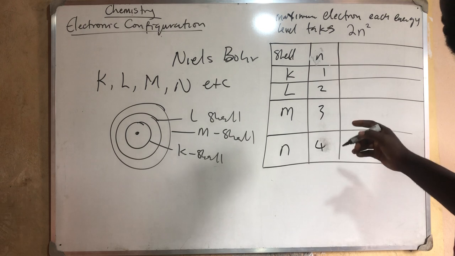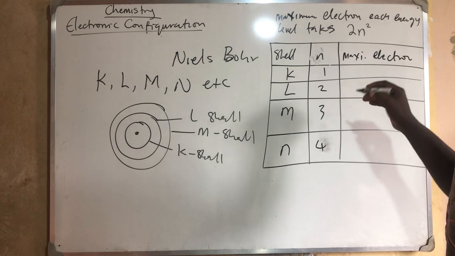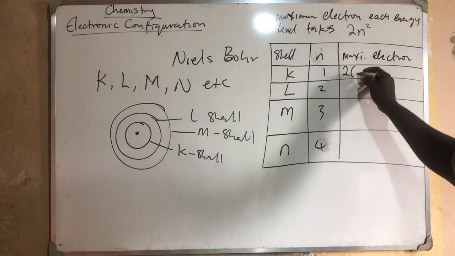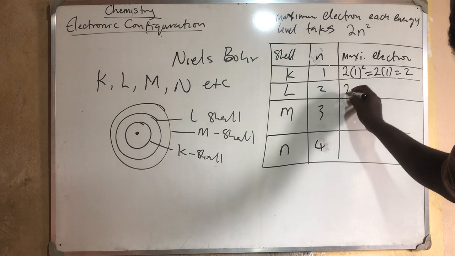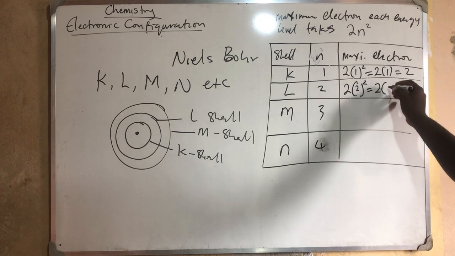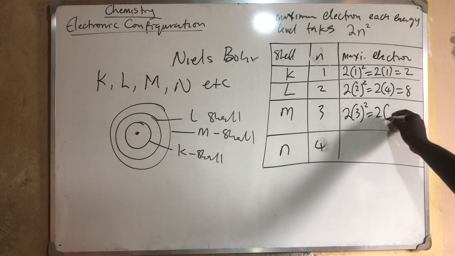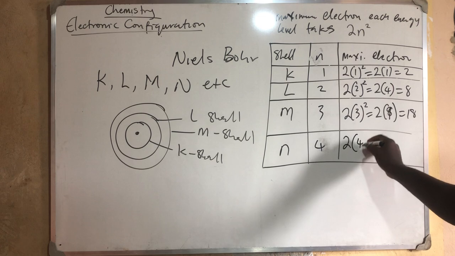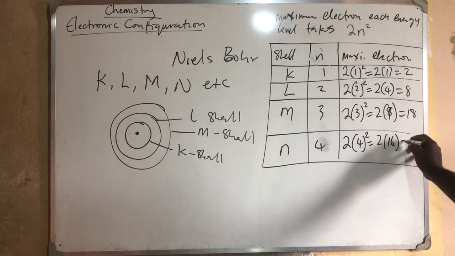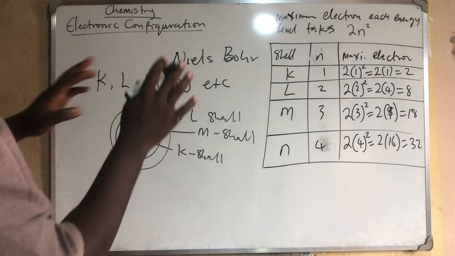Now, to get the maximum number of electrons each can hold: 2 times 1 squared, which is 2 times 1, which is 2. For the next one, 2 times 2 squared, which is 2 times 4, which is 8. The next one is 2 times 3 squared, which is 2 times 9, which is 18. And the last one here is 2 times 4 squared, which is 2 times 16, which is 32, and so on. So this is the maximum number of electrons they can take.